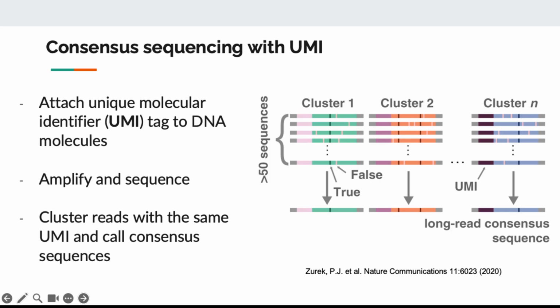And if we have 50 reads that have the same UMI, the same tag, so we know that this must come from the same DNA, and so we know that they must have the same sequence. We can look at the voting among these 50 reads, and then we can get the correct DNA sequence at the end. So this is another technique that we can use to correct the error from third generation sequencing.